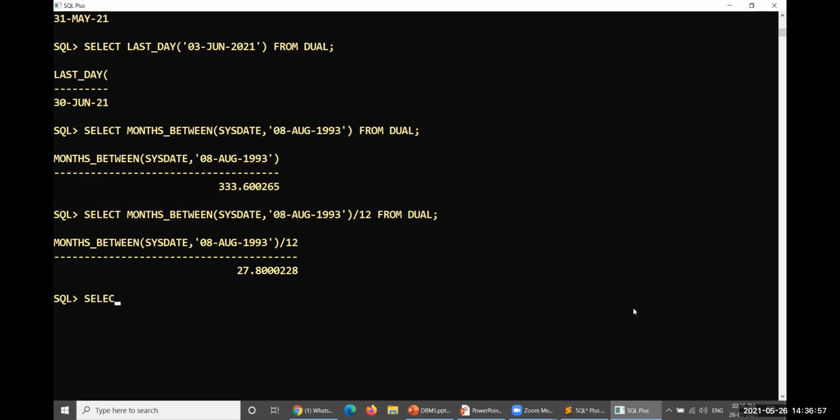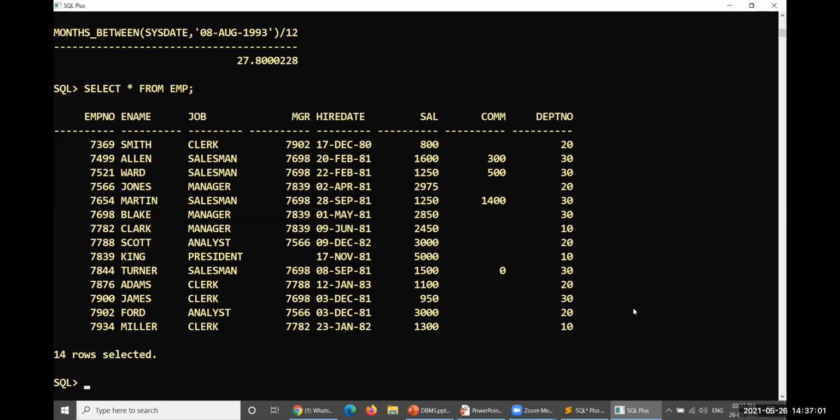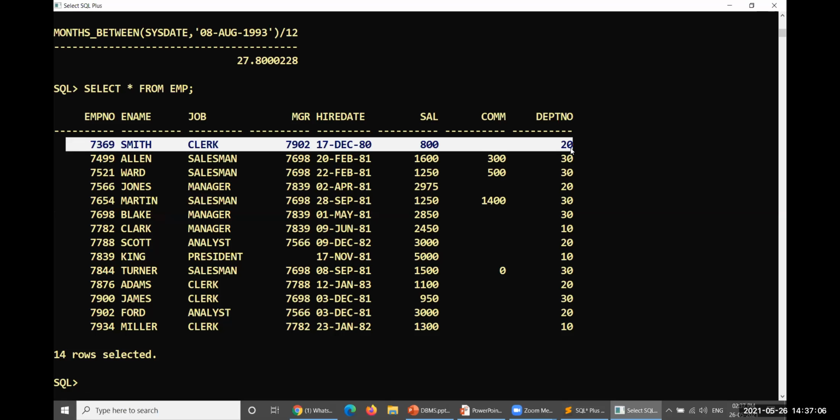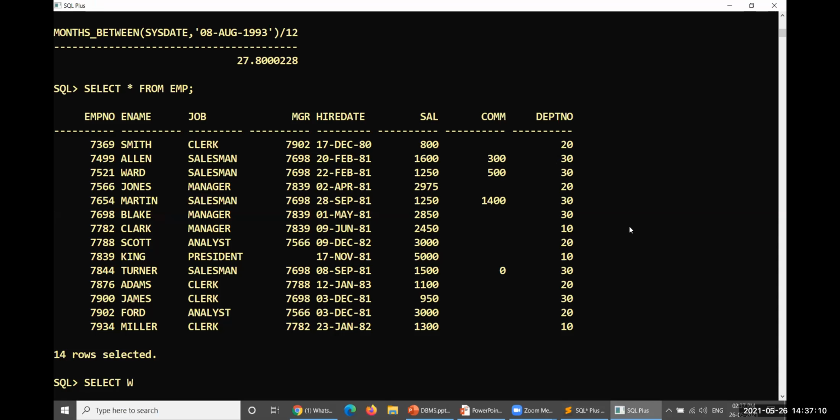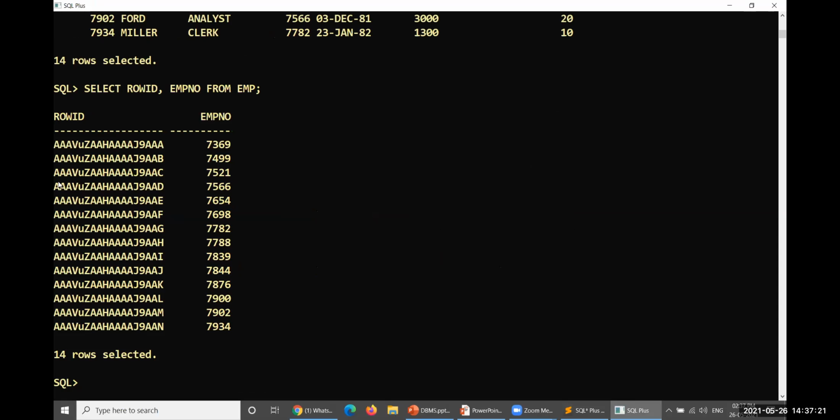So select everything from EMP. Let us take this one here. For this particular row, one ROWID is there. ROWID in the sense of where exactly it has been stored in memory. That is the ROWID. So select ROWID, comma EMPNO, to have some kind of idea, EMPNO from EMP. Look at this. This is the ROWID of employee number 7499, and so on.